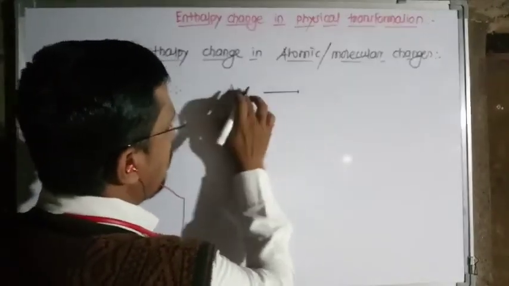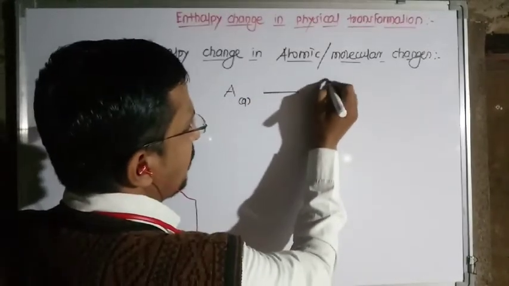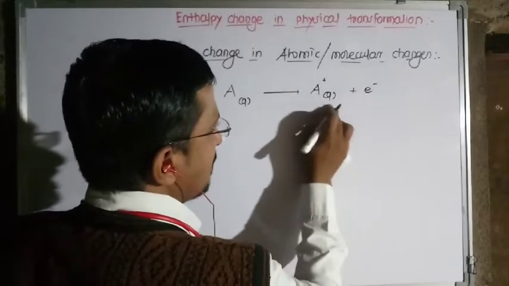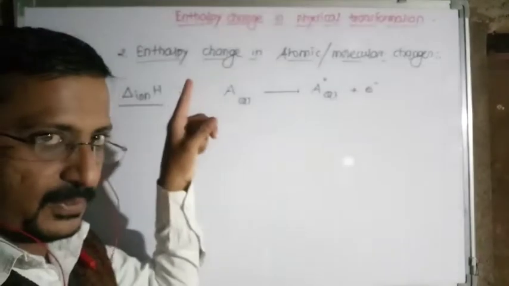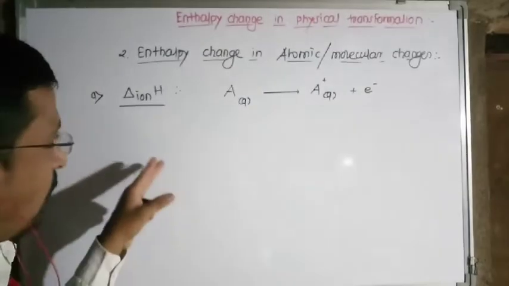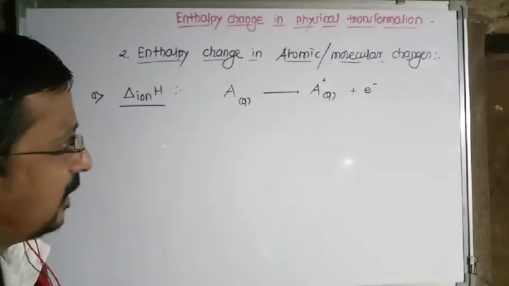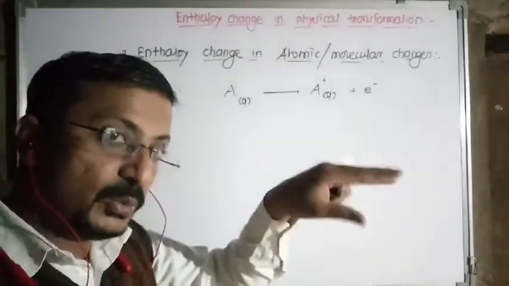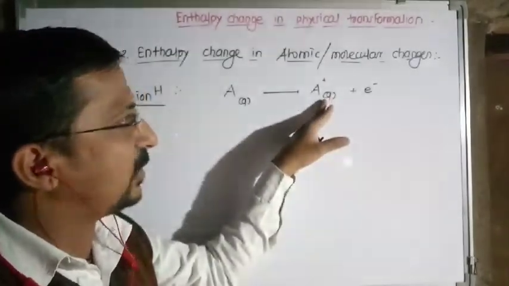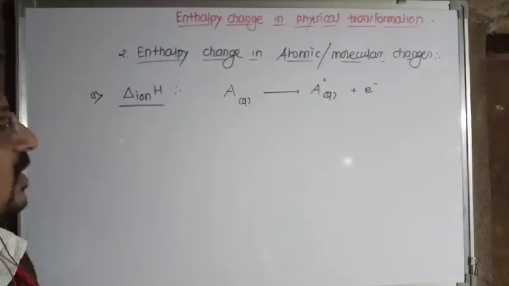Suppose A is there in gaseous state, and if you want to remove one electron from this A, it converts into A plus gaseous by the loss of electron. A cation, a positively charged ion, is formed. So it is the process in which there is removal of an electron from 1 mole of neutral gaseous atom to form a positively charged ion, and that is called enthalpy change in ionization process.